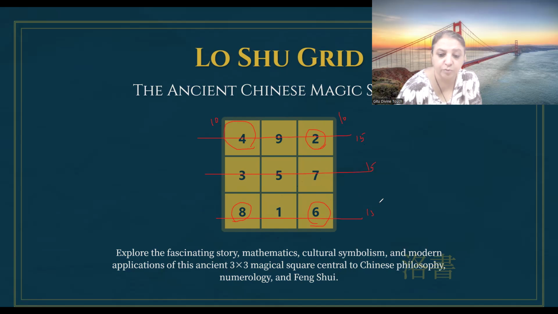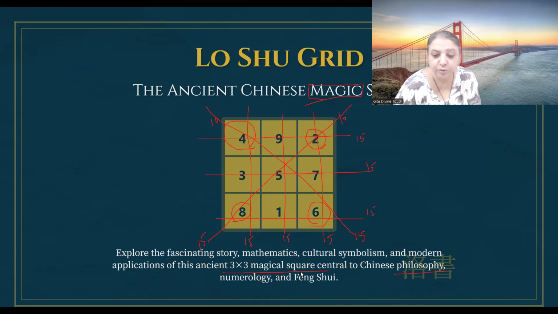Row 1, row 2, row 3. And we got 15 here. 951 is also 15. So everywhere we are getting 15. Even diagonally, if you add 258 it is 15. These two diagonals, it's 15. And opposite corner numbers are giving you a total of 10. That's why it is known as magic square. So it's a 3 by 3 magical square.